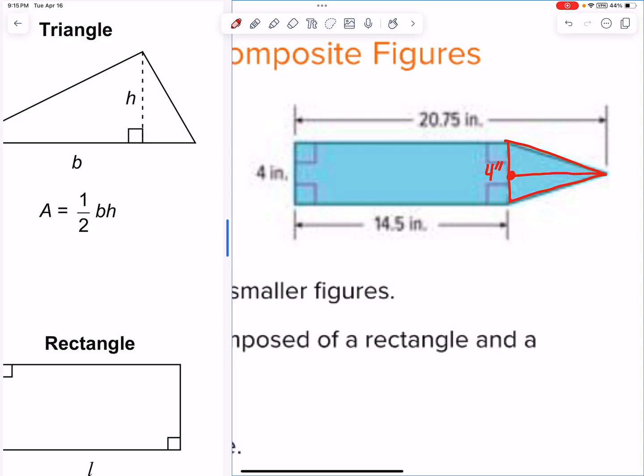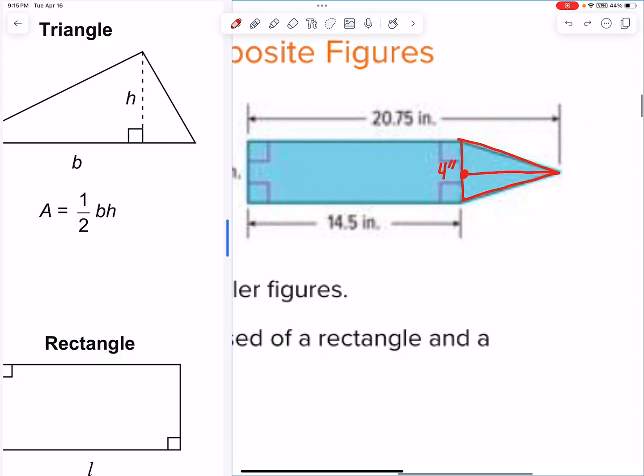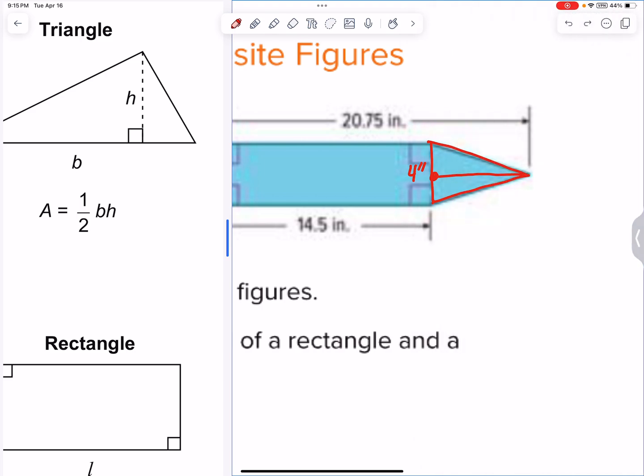And then what is the height? Well, the height is from here straight up to the top. It's not the angle. So I know this whole thing, and I know this piece. If I subtract this, I'm left with my height, or my leftover. So you have to do some problem solving like that. We have our 20.75 minus the 14.5, and we get 6.25. So from here to here is 6.25 inches.